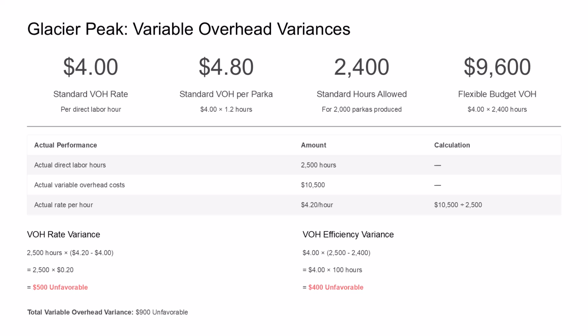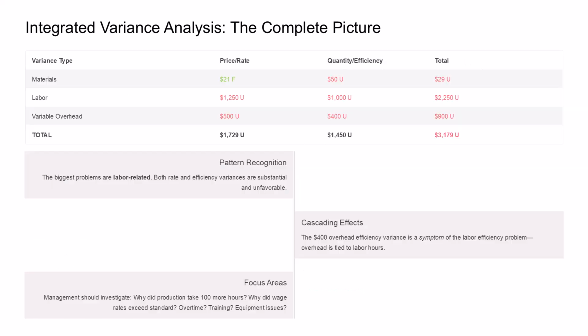Now we've analyzed materials, labor, and overhead variances for Glacier Peak. Let's step back and see what patterns emerge from this comprehensive view. Integrated variance analysis, seeing the whole picture. When you step back and look at all of Glacier Peak's variances together, patterns emerge that aren't visible when you look at each variance in isolation.